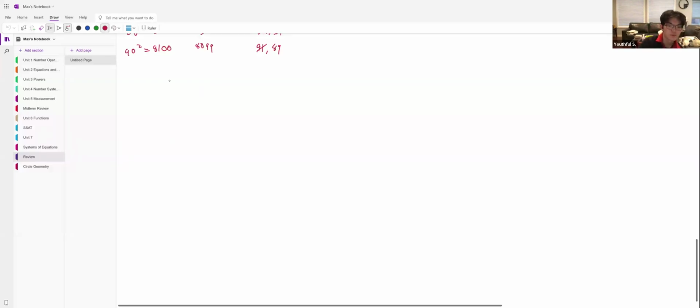Okay, so point A is at -3, 5. Point B is at 0, 7. Point C is at R, T. Points A, B, and C are all in a line. So if you join up point A and B, it forms a line, right? And if you join up point A to C, it also forms a line. They're all in one line. And then it's asking us for the sum of R plus T.